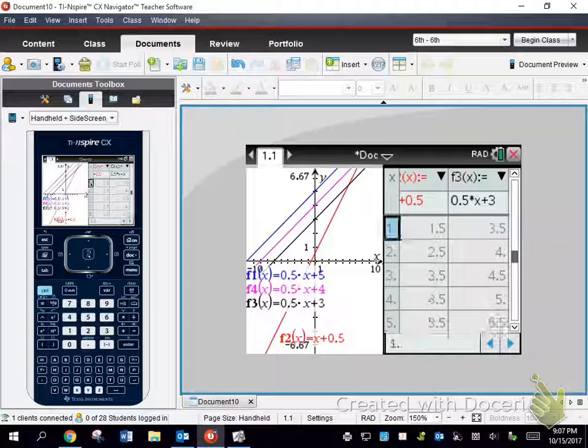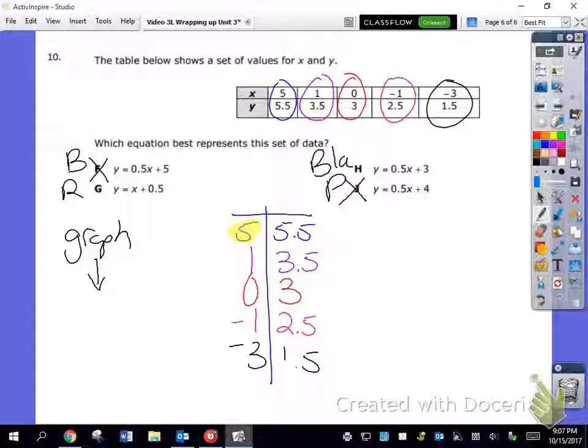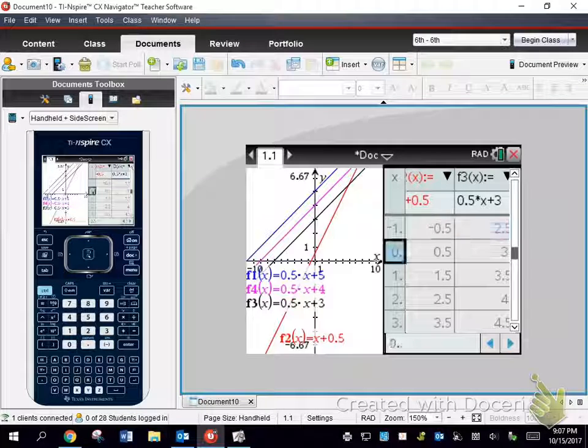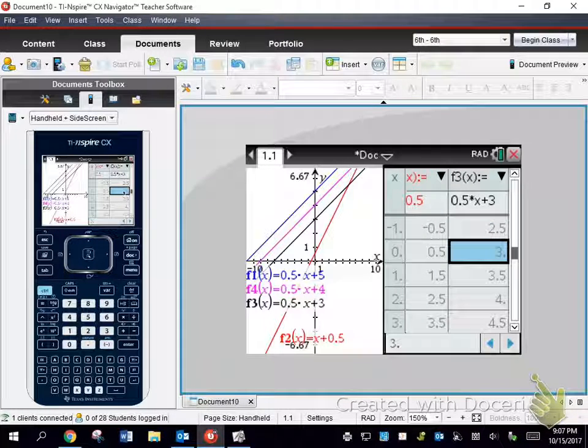Now I gotta go to 1, so look at 1. I want 3.5. The red one doesn't have it, the black one does. So the red one does not. Now I'm gonna double check. I think it's the black one, but I'm gonna double check. So I'm gonna go back to my grid, go to 0, so arrow up, here's 0. Under the black one, it should be 3, yep. So now go to negative 1, and it should be 2.5, yes. And then go to negative 3, when x is negative 3, y is 1.5. Yep, that's my answer. And so that's a recap of everything that we've done in Unit 3.